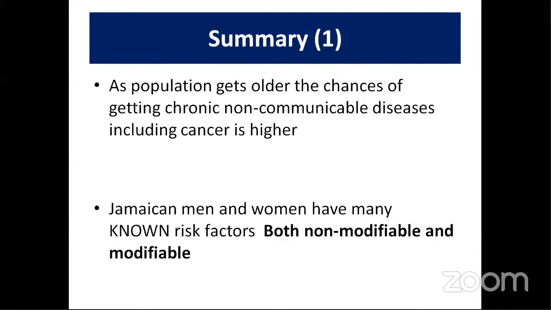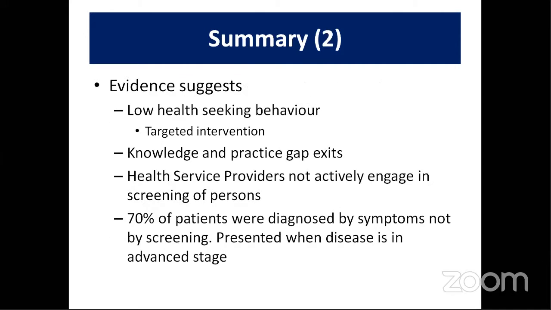So in terms of summary, Madam Chair, as the population gets older, the chances of getting chronic non-communicable diseases, including cancer, are higher. Jamaican men and women have many known risk factors, both non-modifiable and modifiable. Summary 2, evidence suggests low health-seeking behavior, especially among men, in the context of lung and stomach cancers. So we have to do some targeted intervention in Westmoreland and nationally by extension.